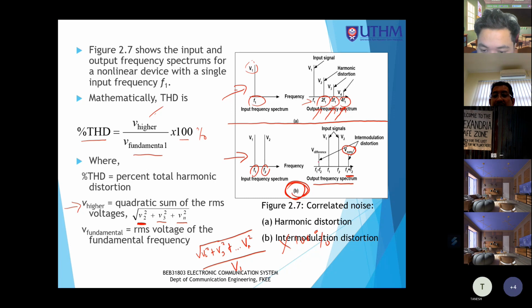Manakala untuk V difference adalah harmonik yang wujud pada frekuensi yang rendah. Dia terletak pada F1 minus F2. Yang mana F1 mestilah lebih besar daripada F2. So it is called as the V difference. So both V difference and V sum is what we call as the cross product. Cross product adalah kedua-dua V difference and V sum.